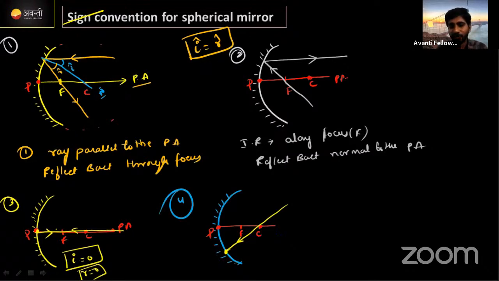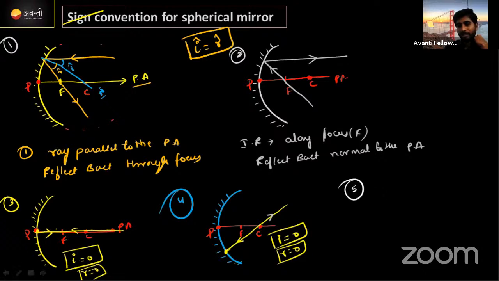Again here also in this condition, the angle of incidence is zero, and the angle of reflection should also be zero according to the law of reflection. Hence the reflected light will trace back along the center of curvature only. Clear now? Fourth point: along the center of curvature it is incident, so it will reflect back along the center of curvature only.